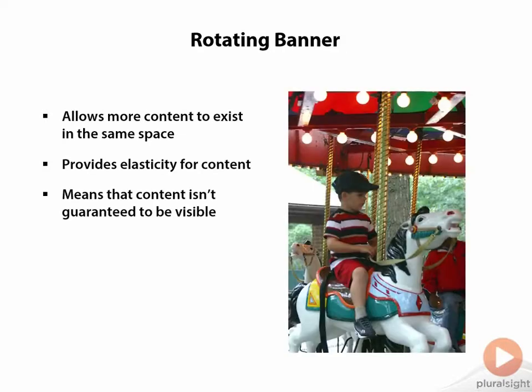The first idea is a rotating banner or carousel, and it allows more content to exist in the same space. So one story is swapped out and replaced with another, and another. You see these all the time on both intranets and internet sites. The great thing about a carousel or rotating banner is that it provides elasticity for content. You can have one story in there, you can have 20 stories in there. Okay, maybe not 20, but you can have 1 to 5, and you'll have some content there for people to see, and you don't have to worry about overflowing a little buffer.